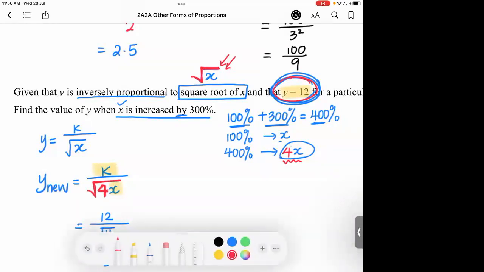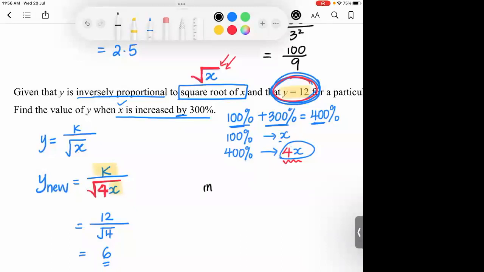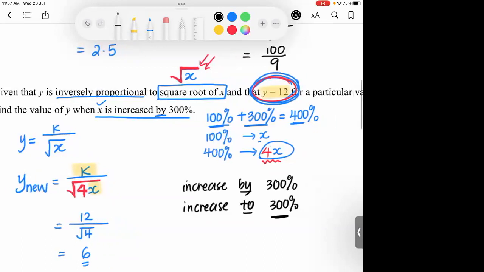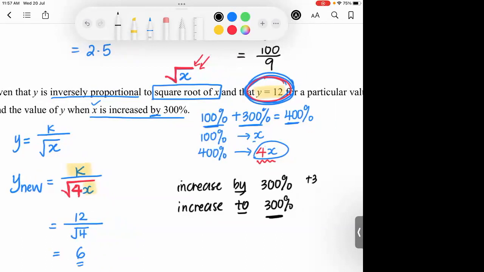Okay, just a word of caution to highlight. Increase by 300% and increase to 300%. What is the difference? Increase by 300% means I add another 300%, right? But if it's increased to 300%, it will be exactly 300%. Increase by is I add another 300%.